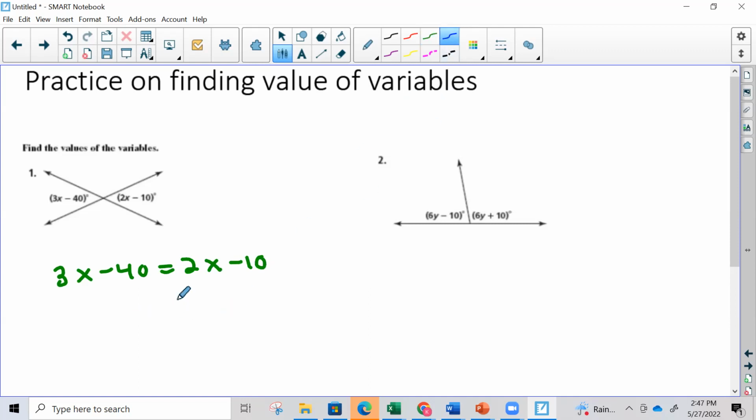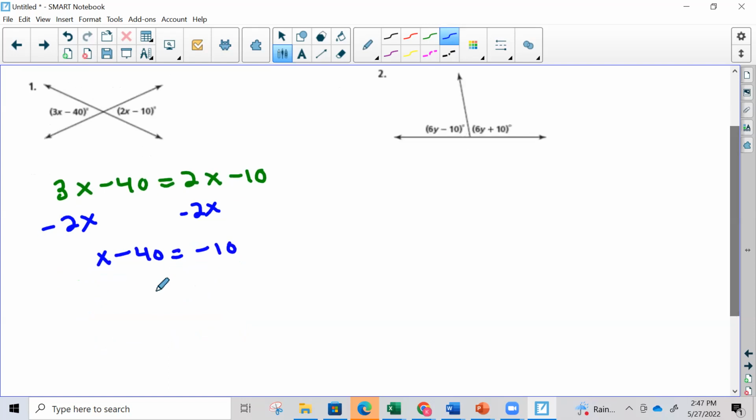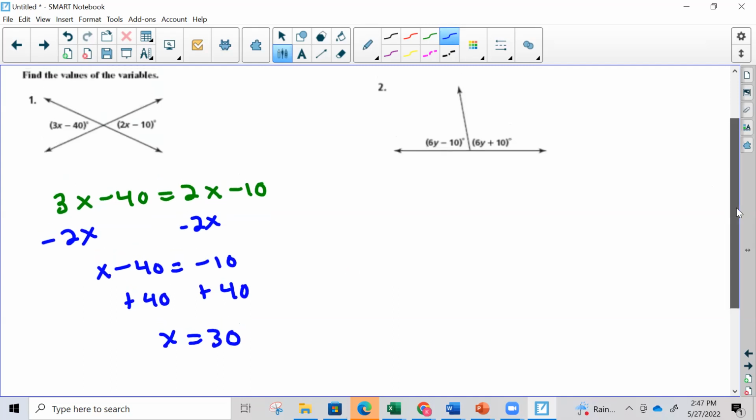So when we solve an equation, we get the variables on one side and the numbers on the other. So I'm going to move 2x over by subtracting it. And then I get x minus 40 equals negative 10. And then to solve, we are going to add 40 to both sides and get x equals 30. So that's how we solve if we have expressions in vertical angles.